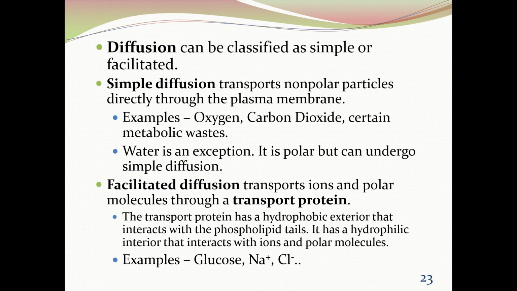Diffusion can be classified as simple or facilitated. Simple diffusion transports nonpolar molecules directly through the plasma membrane. Examples of molecules that can go through the plasma membrane are oxygen, carbon dioxide, and certain metabolic wastes. Water is an exception. It can undergo simple diffusion even though it's polar, meaning it has charges.